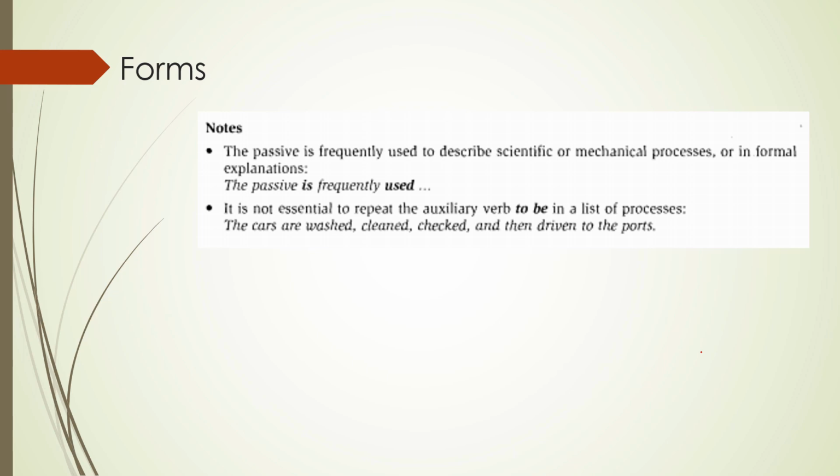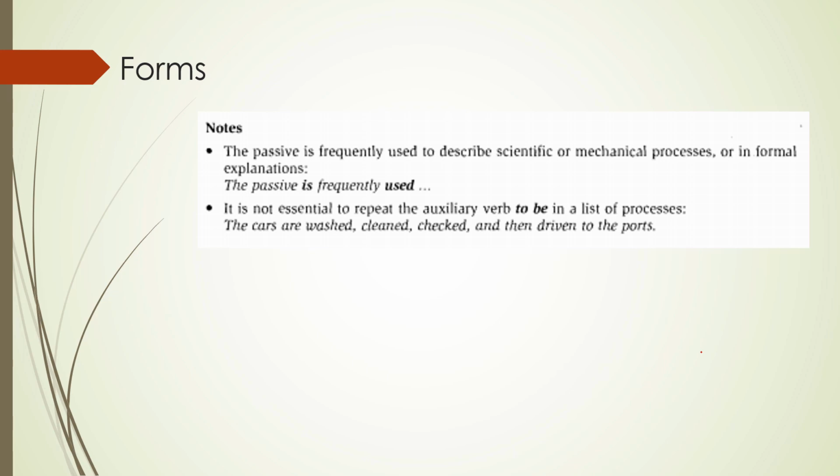So for scientific or mechanical processes, the passive sentences are preferred rather than the active, because something that happened is more important than the one who is responsible. That may be one of the reasons why passive is preferred in scientific or mechanical processes.